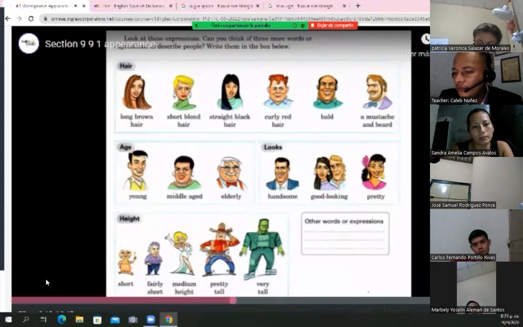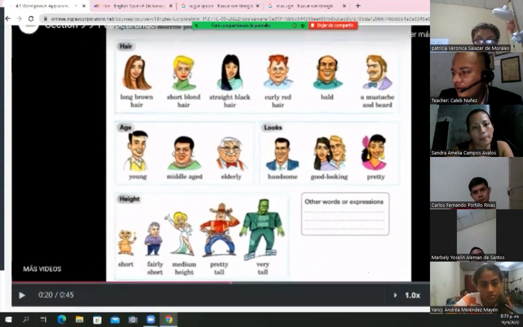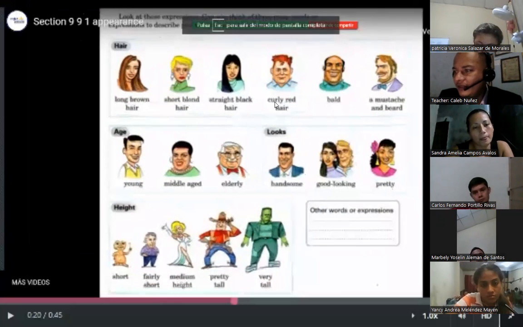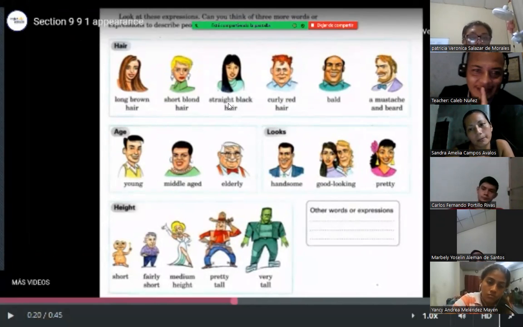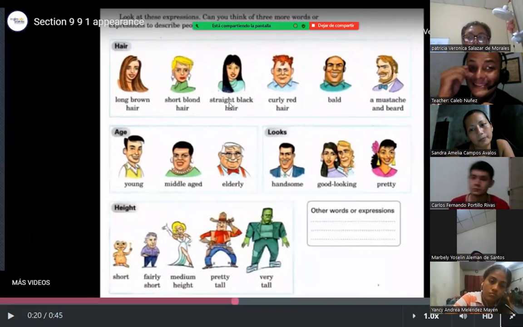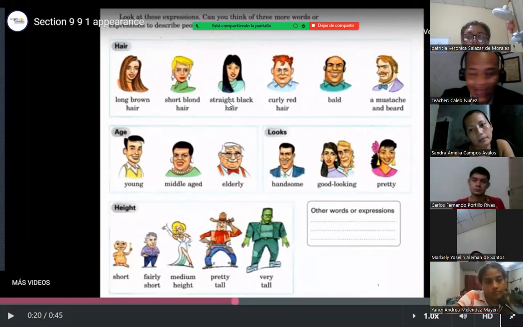Curly red hair. Bald. Okay, that was very fast. Yes. Repeat, straight. Straight. This is a little tricky word. Please remember the pronunciation, and not only the pronunciation, but the spelling. Let's see, Sara Molina.